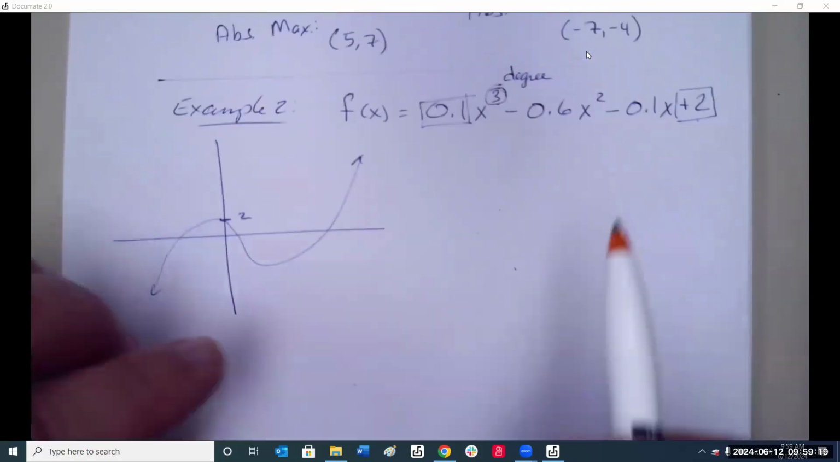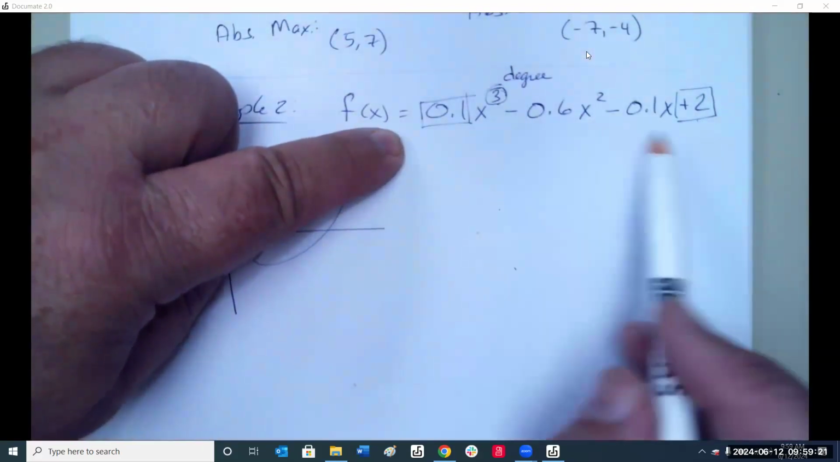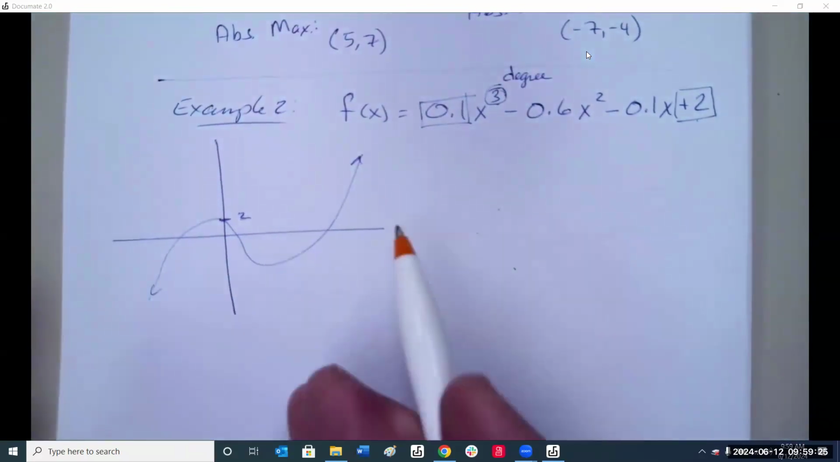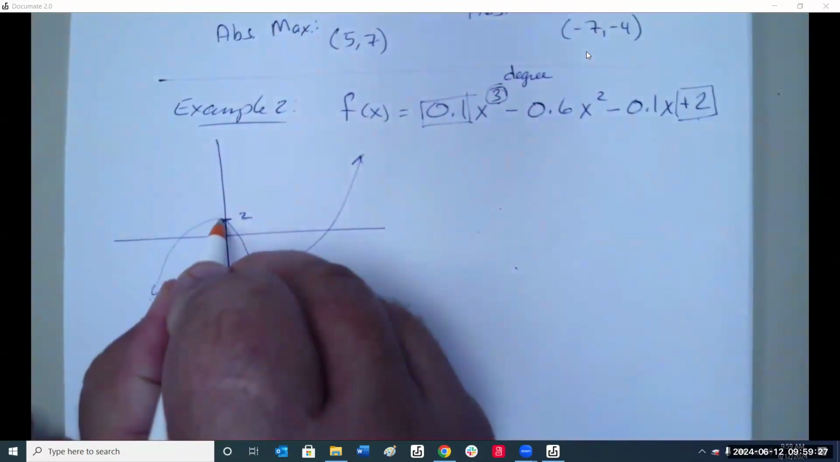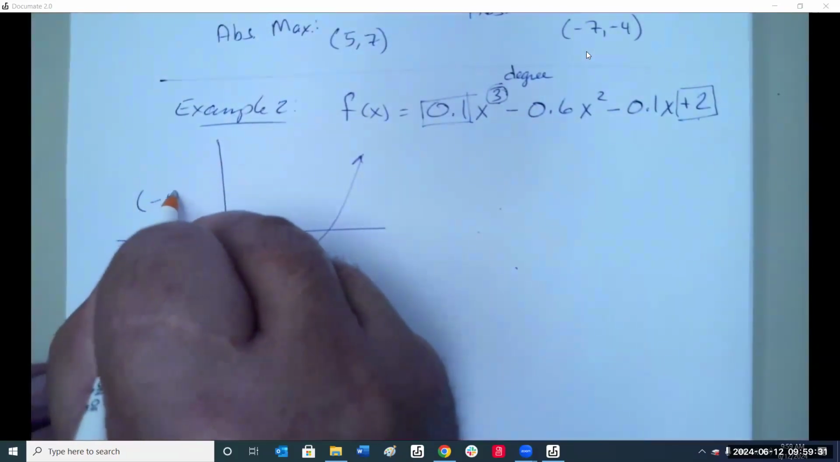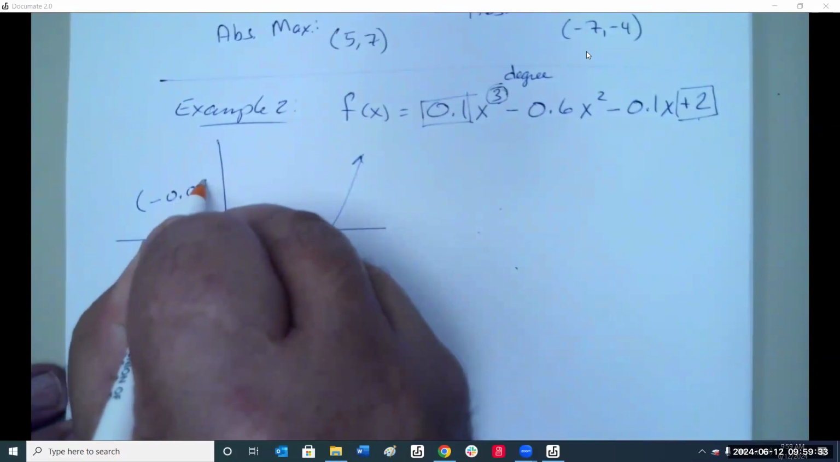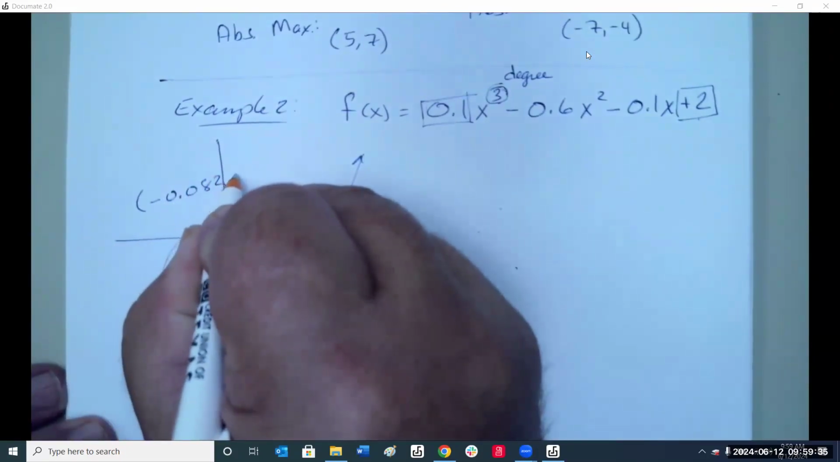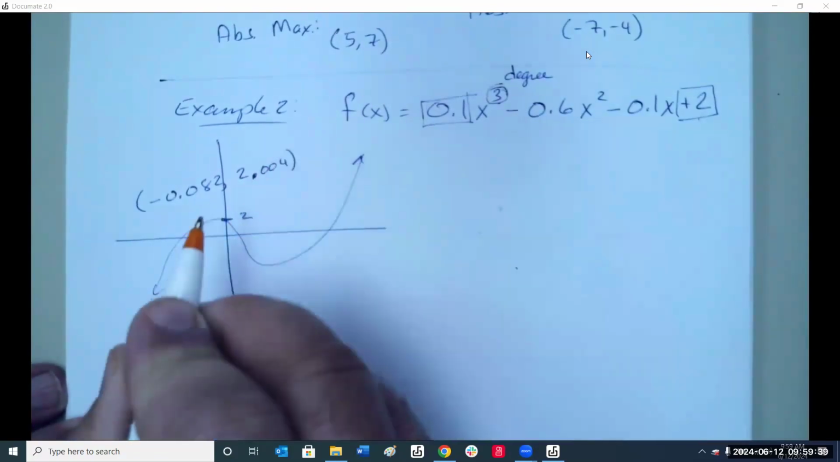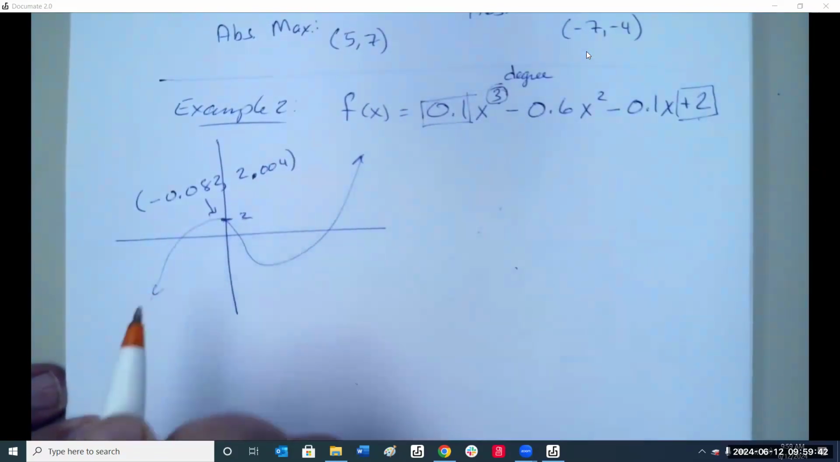So we'll graph these kinds of equations in chapter 4. But for now, it's given to you. So it tells us that our point here is at -0.082, comma 2.004. That's the maximum.